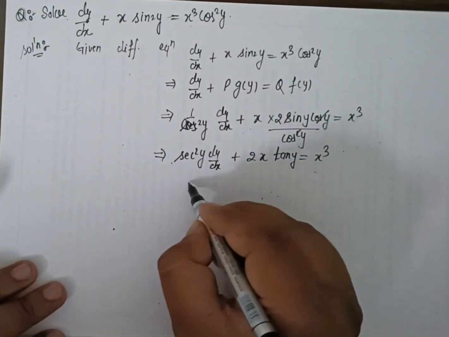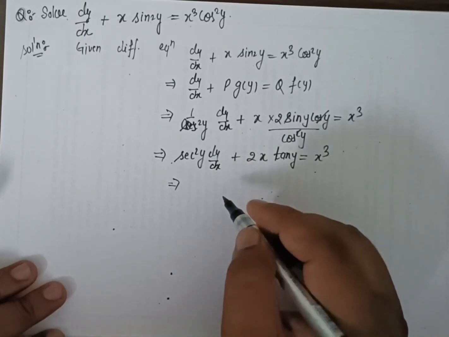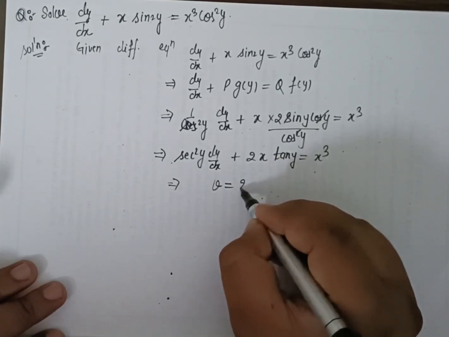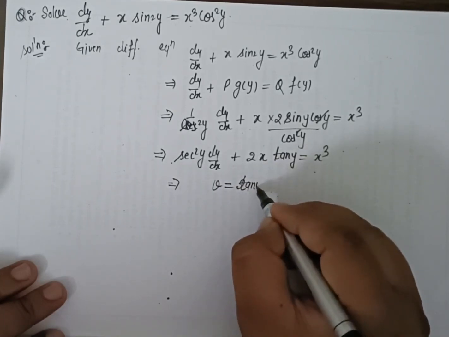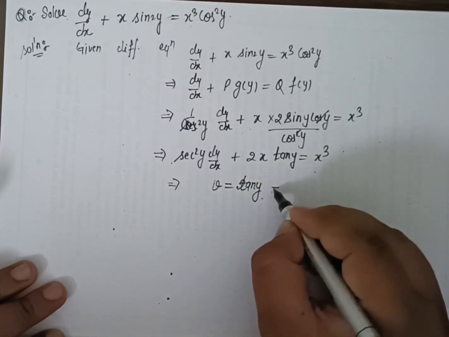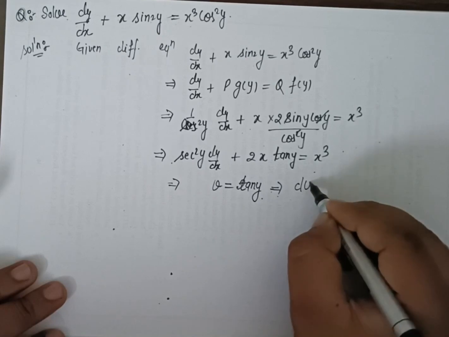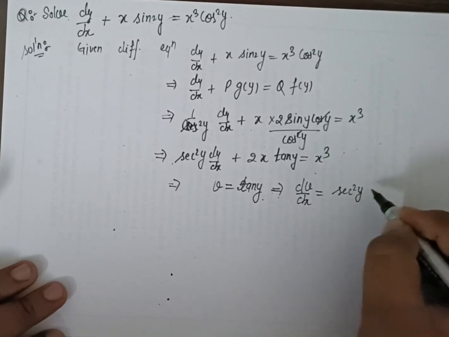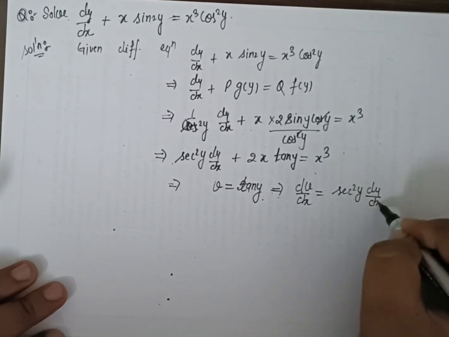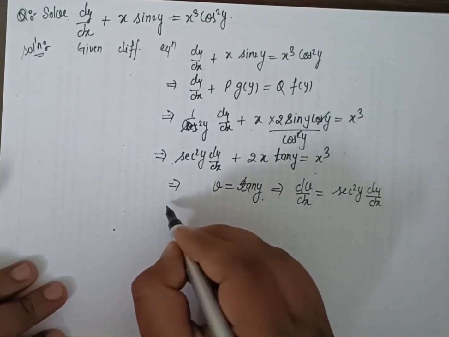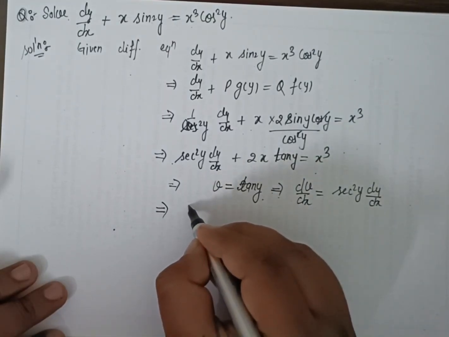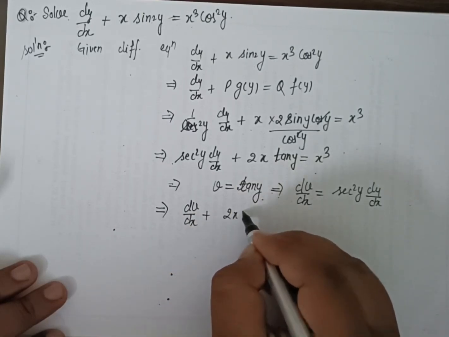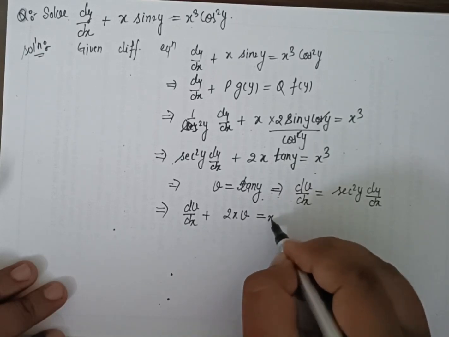Now you can find here, this implies that, consider v equals tan y. Simply consider v equals tan y, then this implies that dv/dx is equal to sec²y dy/dx. Now substitute these considerations in the above equation. You will get dv/dx plus 2xv is equal to x³.